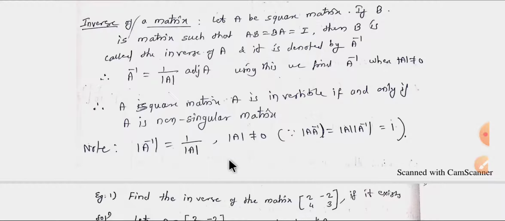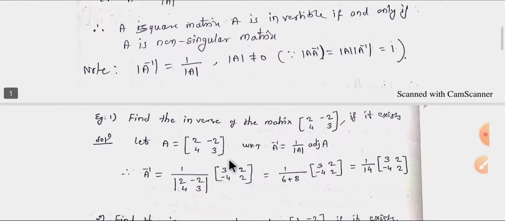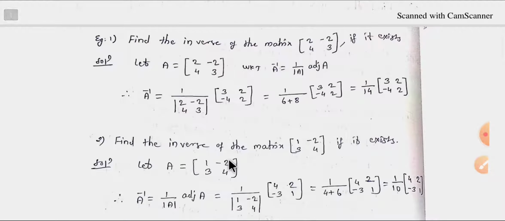Now we find the inverse of given matrices. Here are some examples. Find the inverse of the matrix [2, -2; 4, 3] if it exists. Let A equal [2, -2; 4, 3], a matrix of order 2. We know the formula for the inverse of a matrix: A inverse equals 1 by determinant of A into adjoint of A.